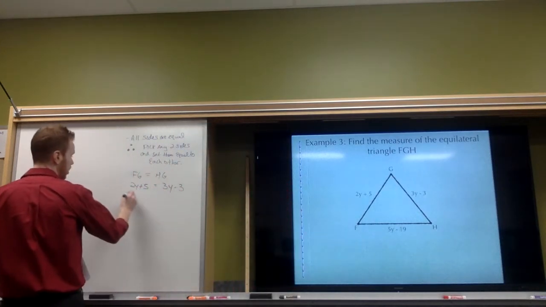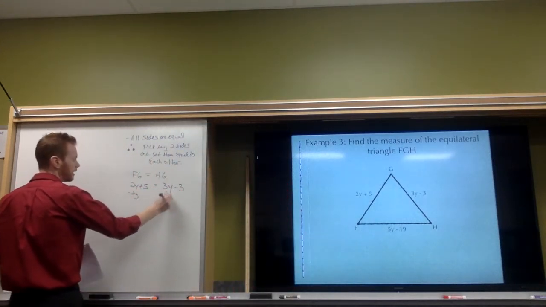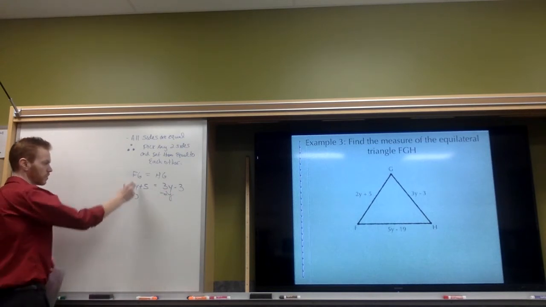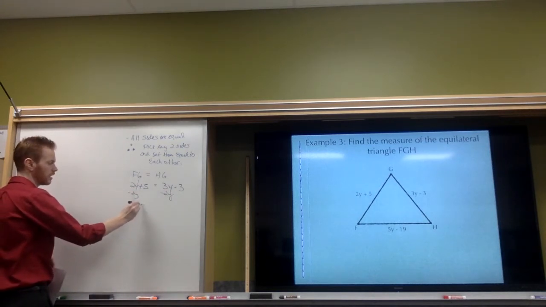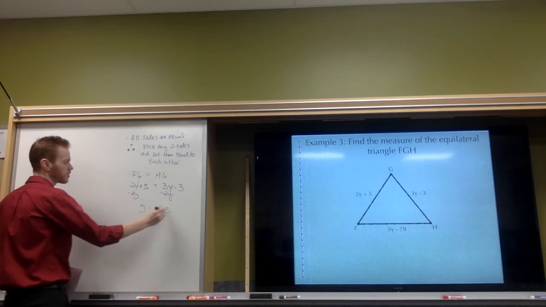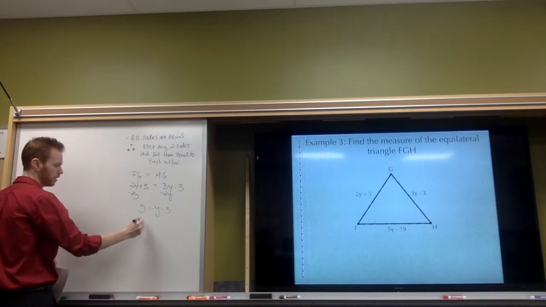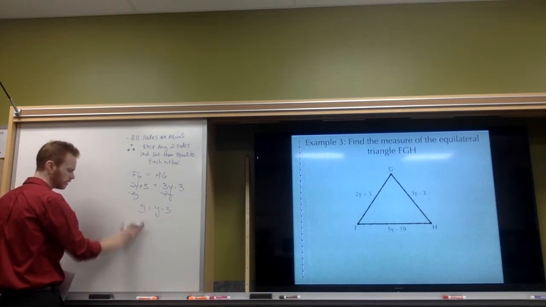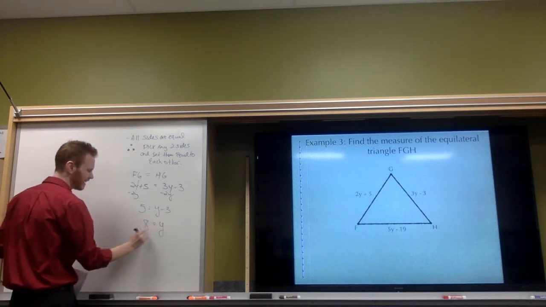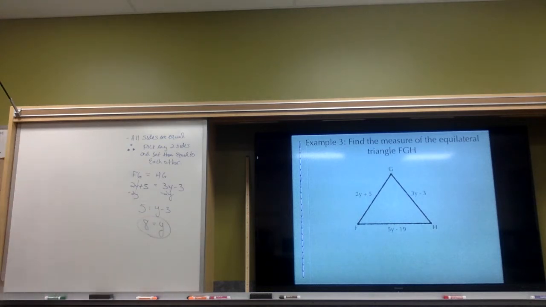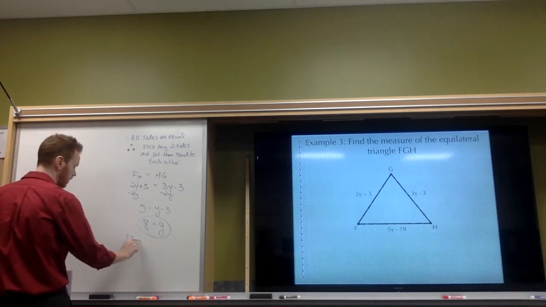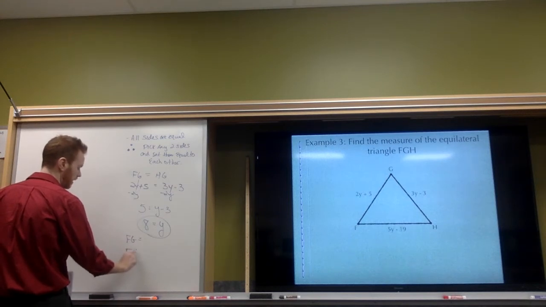So let's go ahead and solve it. I'm going to get the 2y to the other side by subtraction. So those cancel. Gone. 5 equals y minus 3. Add the 3 over. Sorry, y is going to be 8 for that guy. Now I'm not done. I need to plug the rest of them back in. So FG, FH, and GH.